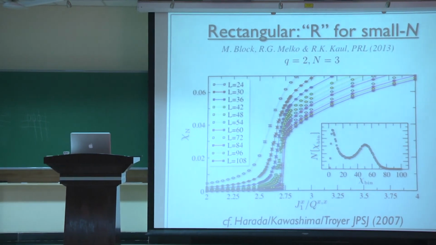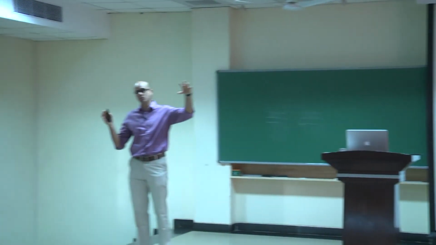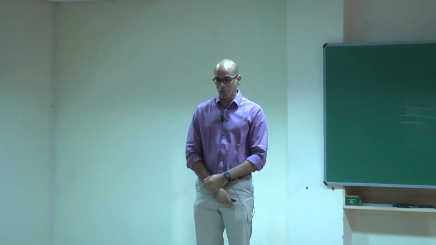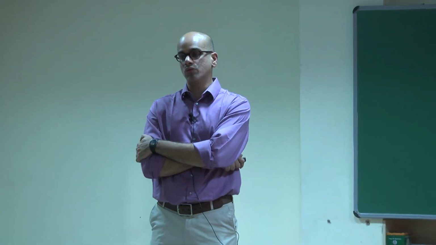I mean, the criticism could be that it just happens at n equal to infinity, it just keeps getting weaker and weaker. And that's possible, but the other reason we don't think that happens is that the critical exponents seem to agree with the ones we find in the square lattice.